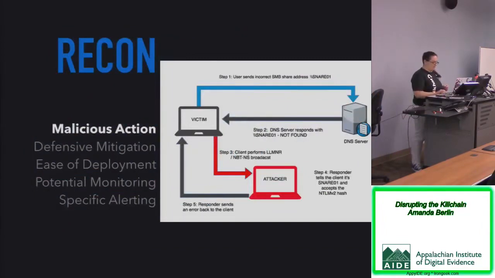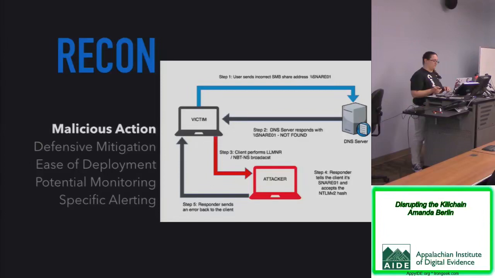So let's see here. One of the first methods of attack during the recon phase is something called Responder, or there's a couple other tools I think that do this now. But it's basically spoofing LLMNR or NetBIOS requests across the enterprise. So this is kind of a little diagram of how it works.